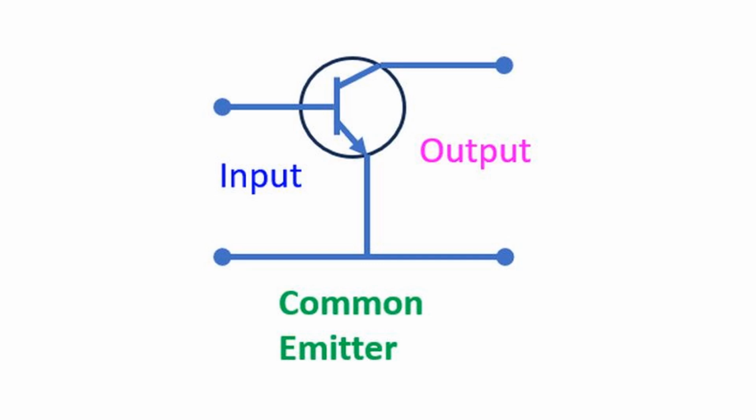This configuration has medium input and output impedance levels. Both current and voltage gains are medium. There is a 180-degree phase change between input and output, so that output is the inverse of the input.